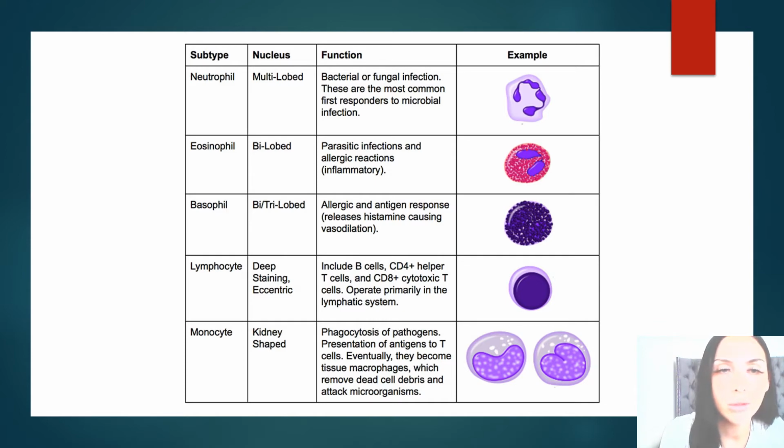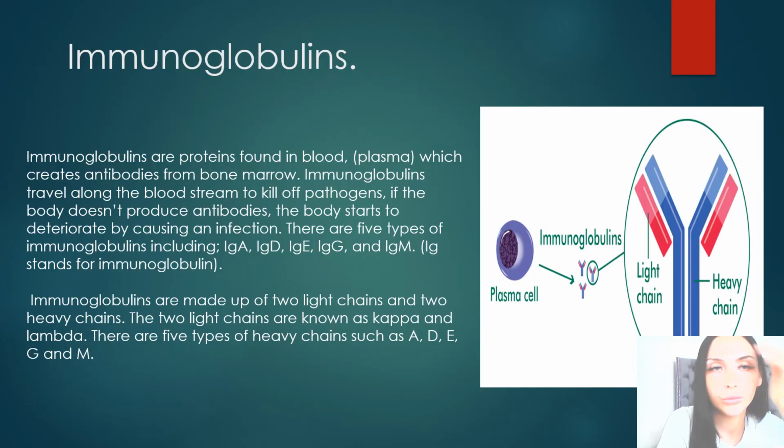We have the lymphocyte, which is deep staining and eccentric. Its functions include B cells, CD4 helper T cells, and CD8 cytotoxic T cells. They operate primarily in the lymphatic system. We have the monocyte, whose nucleus is kidney-shaped, and the function is phagocytosis of pathogens and presentation of antigens to T cells. Eventually they become tissue macrophages, which remove dead cell debris and attack microorganisms.